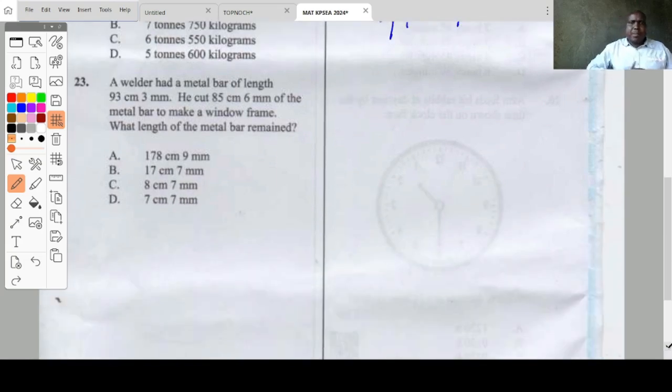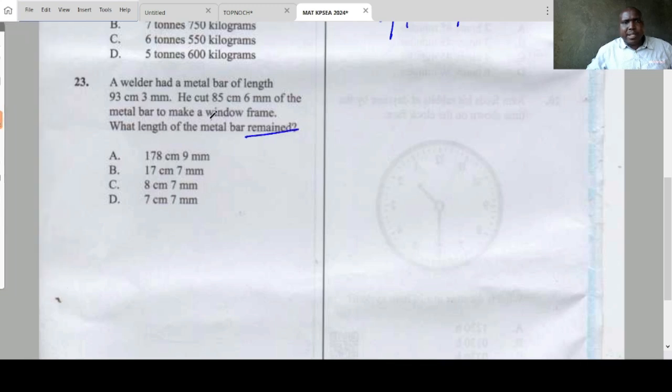A welder had a metal bar of this length, and cut off that length. What length of the metal remained? If we cut 85, you can convert 93 to millimeters. Let's calculate in millimeters, or you can subtract directly. So it is okay if you change it to millimeters and then subtract.